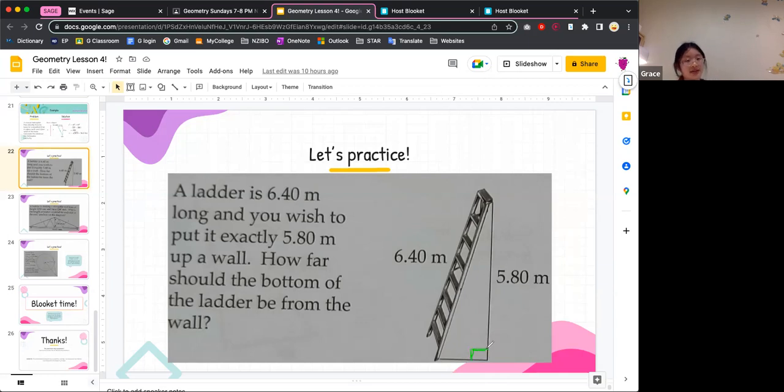And when you're doing these questions, it's useful to put a little square where the right angle is. Here we know that it's a right angle because you have a wall, and obviously the wall is perpendicular to the ground. They're at 90 degrees to each other. So we can use Pythagoras.